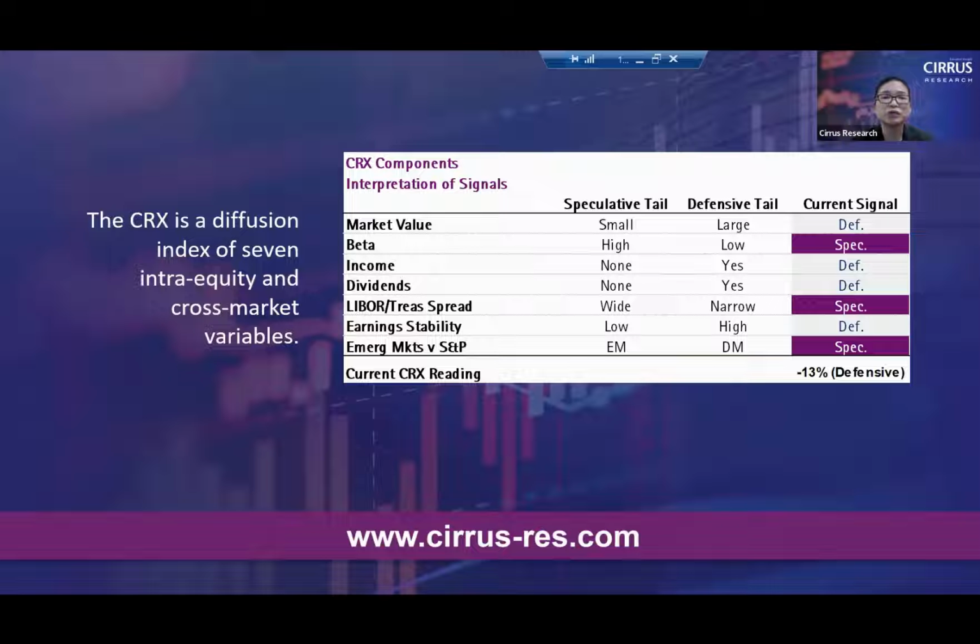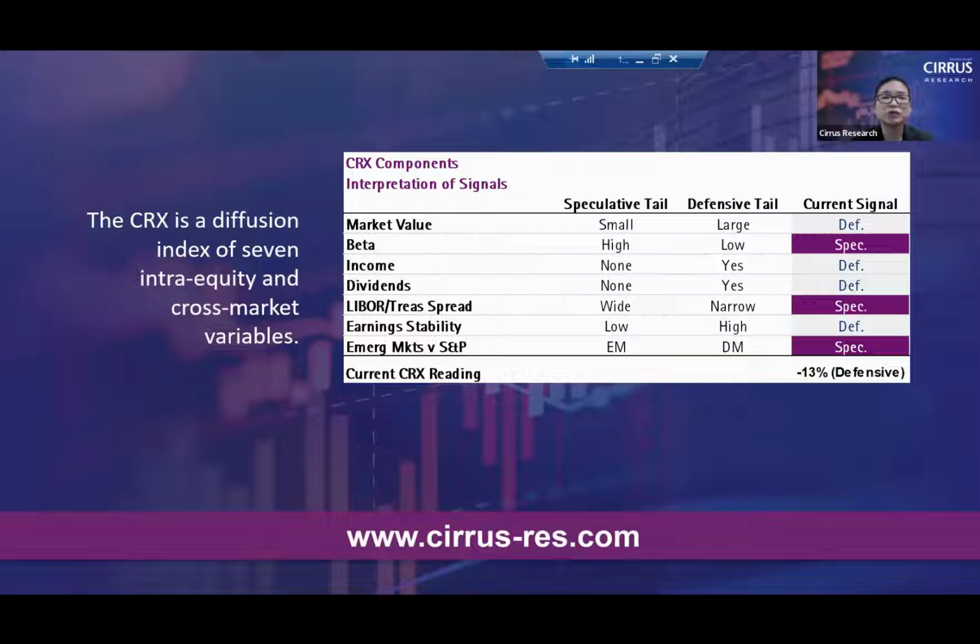Now, if you look at these 7 factors or 7 components, we look at various items that are pretty common, pretty clear cut. First, we look at market cap. So if small stocks are outperforming larger ones, we give it a score of 1. We also look at beta. If the riskier stocks, meaning the high beta stocks, are outperforming the lower beta ones, which is the more defensive tail, then we give it another score of 1.